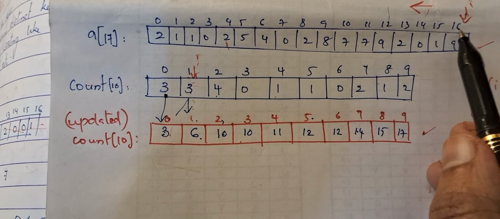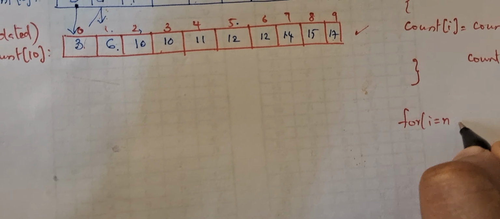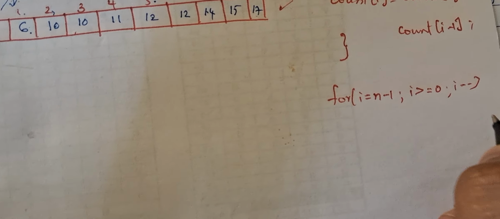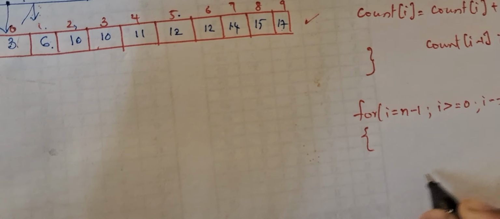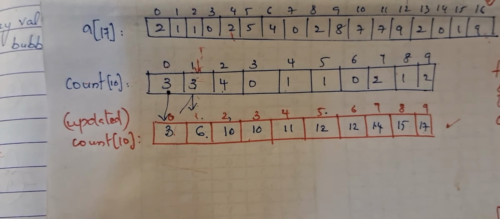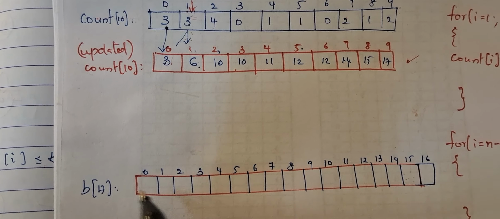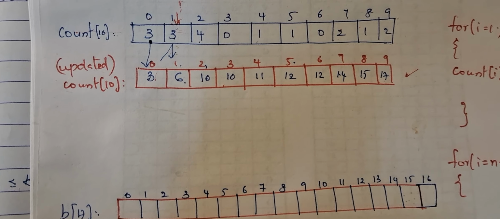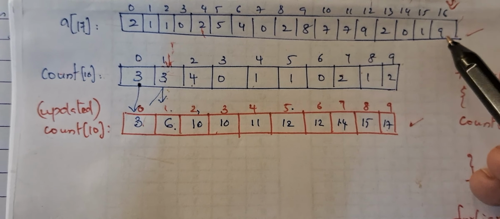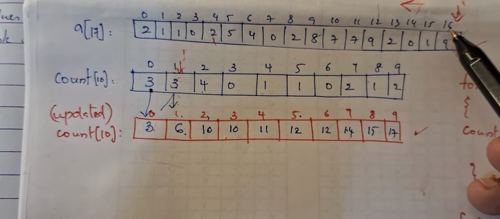So how to write the code for this one? We are taking the last element, so I starts at n minus 1, while I is greater than or equal to 0, and each time we are decrementing the I value. Then we are going to store the element in the final array, suppose this array B. So we need to traverse the array A from right to left. I is equal to n minus 1, where n is equal to 17, the total number of elements.